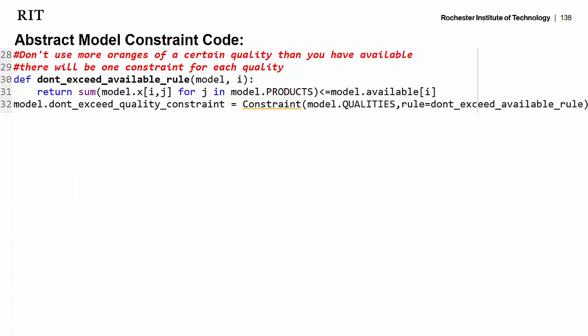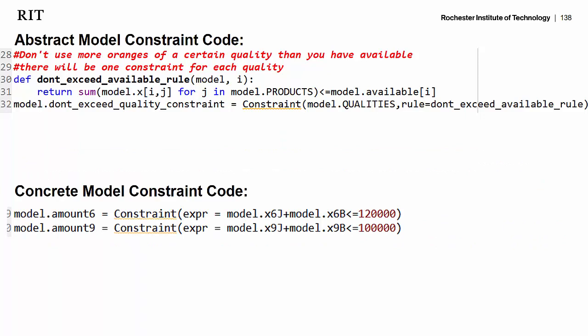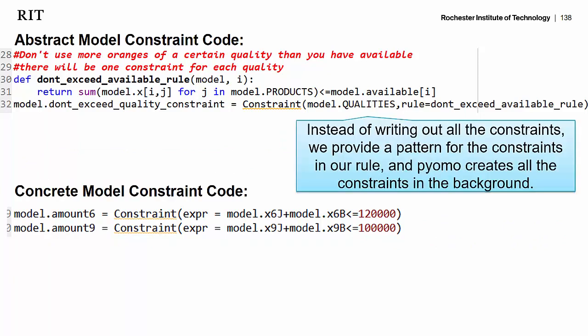And comparing our abstract model constraint code to our concrete model constraint code, we see that instead of writing out each one of our constraints for each of our different qualities as a separate line, our abstract constraint code is going to create all of those constraints for us. Whether we have 2 qualities or we have 17 different qualities, it's going to create all of them for us. We don't need to write them out separately anymore.